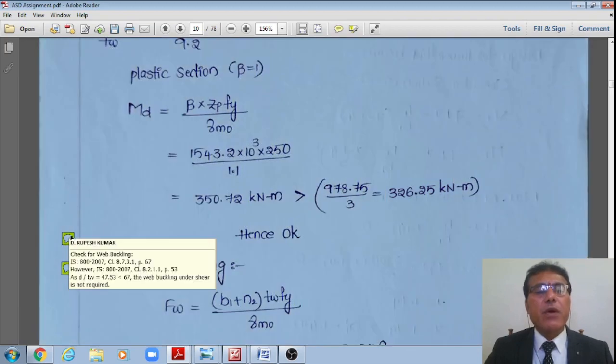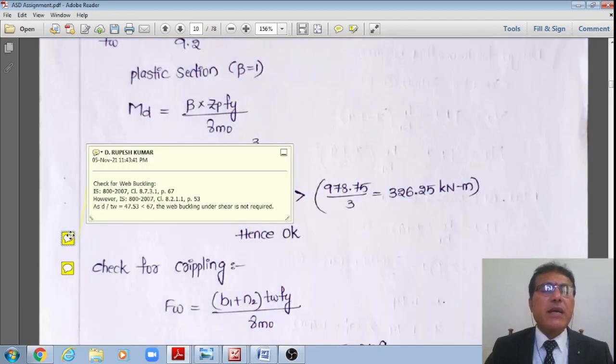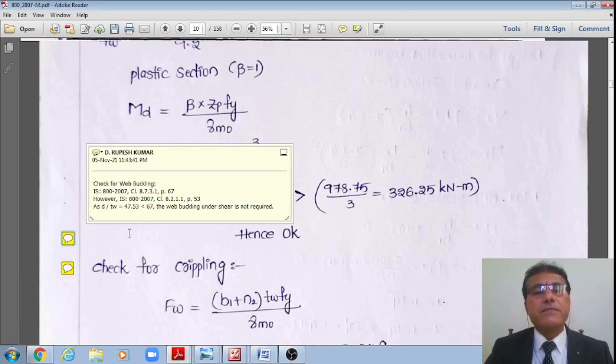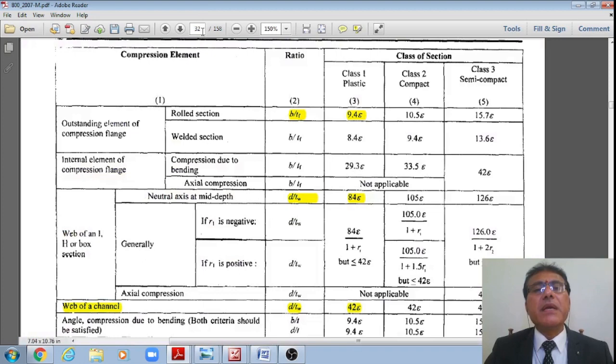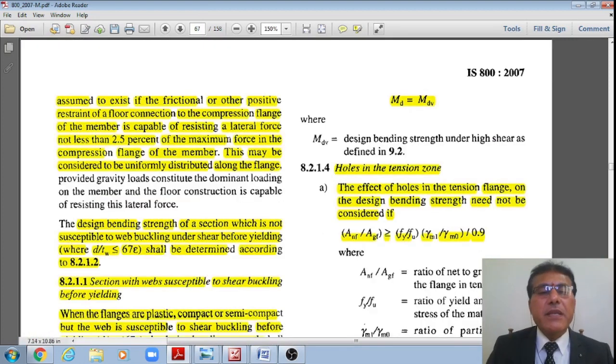It is okay. Now I'll go for the next check: check for web buckling, as per IS 800:2007, clause 8.7.3.1, page number 67, and also clause 8.2.1.1, page number 53. First, let me go to page number 53, students. I am there on page number 53.